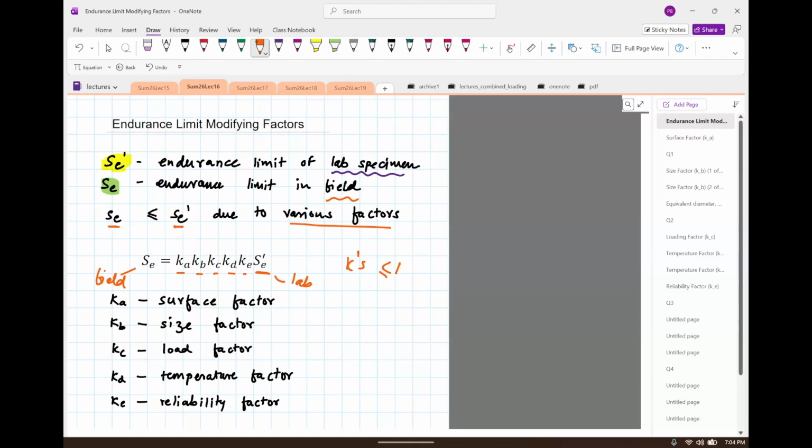Now, the question boils down to how do we find these factors? Again, as I said, the whole course is based on empirical testing, and all these factors come from empirical tests. So what we'll do is go through each of these factors one by one, and then eventually all will come together in one big problem which we'll solve. We'll also solve some small problems which help you understand how to compute these factors.